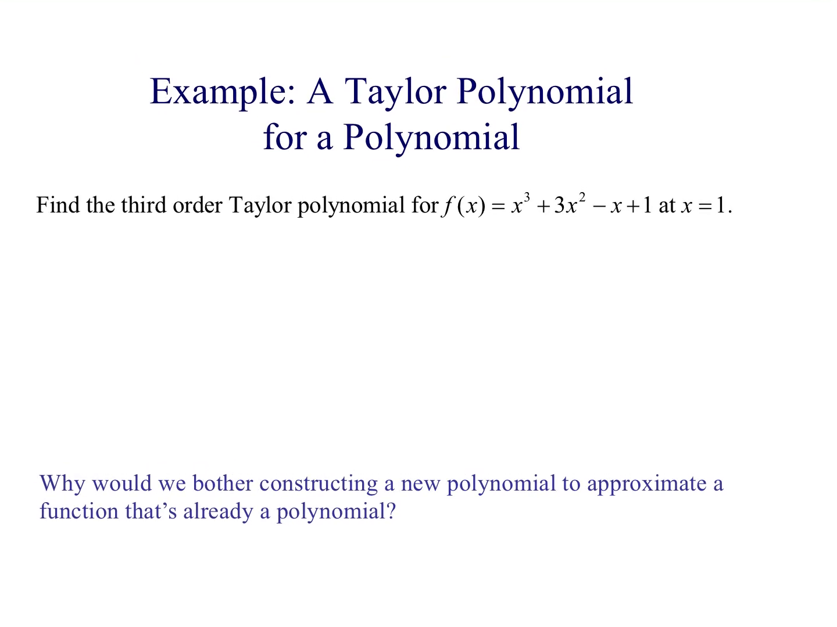This was the same question we launched our day with on Would You Rather. Here's the third order polynomial, asking you to center it at 1. Well, could you plug 1 into this polynomial? Sure, no problem. But would you want to plug in, like we did earlier, 0.9 or 0.95 or 1.02? Then it's a lot harder to plug it into a polynomial. So that's the argument. Why would we bother constructing a new polynomial to approximate a function that's already a polynomial? It's because it makes the math easier if you center it somewhere else.